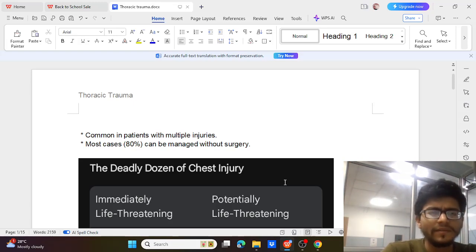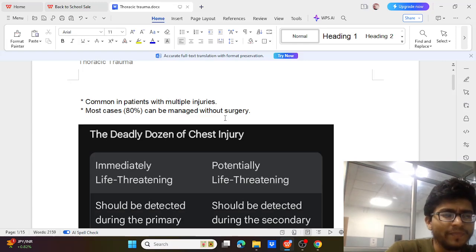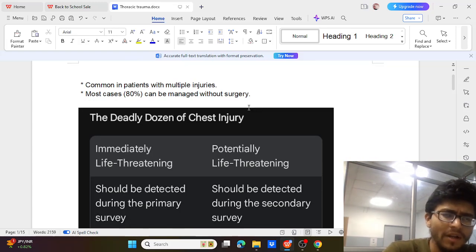So we'll start with the discussion of thoracic trauma. Thoracic trauma is very common in polytrauma patients who have sustained multiple injuries, and most of the time it can be managed without any intervention or surgery, but sometimes it can cause life threatening injuries, so we have to be careful.